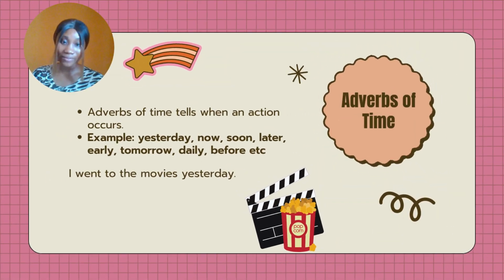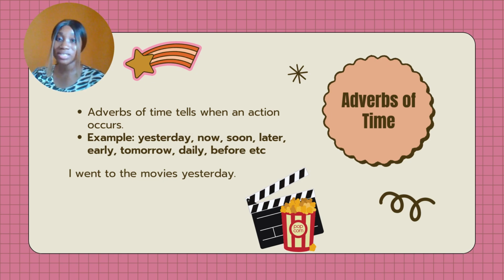Now, for the second adverb, that is adverb of time. So, adverb of time simply tells us when something occurs, when an action occurs. Adverb of manner tells us how something is done. Adverb of time tells us when something is done, when an action takes place, when something happens. So when you see adverb of time, you will see words like yesterday, now, soon, later, early, tomorrow, daily, before, last night, and so on.